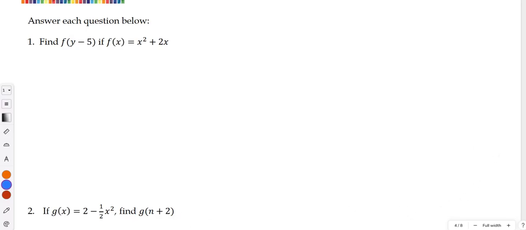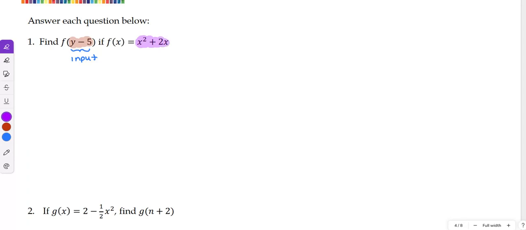All right, so here we have answer each of these questions. We have some sort of function. Here we have the f function, and we have some given input or updated input. So it says find f of y minus 5. This is the input, if our original function, f of x, rule is x squared plus 2x.